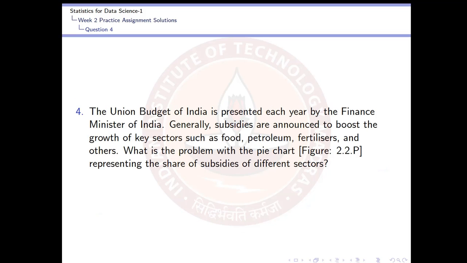Fourth question. The Union Budget of India is presented each year by the Finance Minister of India. Generally, subsidies are announced to boost the growth of key sectors such as food, petroleum, fertilizers, and others. What is the problem with the pie chart representing the shares of subsidies of different sectors? The pie chart is given in figure 2.2.p. So let's move to the figure.